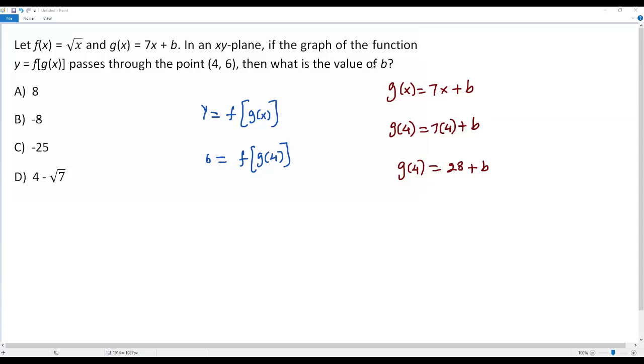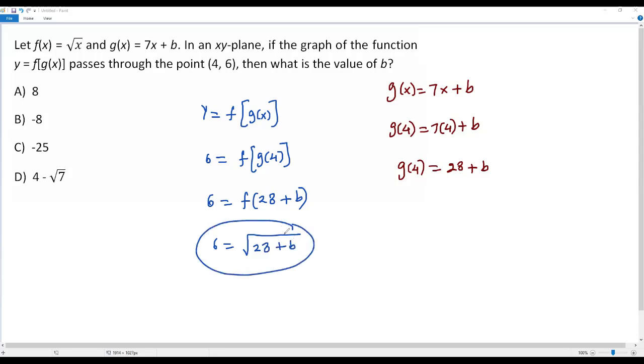Now we can plug in this 28 + b for g(4). Then we get 6 = f(28 + b). We know that f(x) = √x. To get f(28 + b), I plug in 28 + b for x, and on the right side also I plug in 28 + b for x. So we plug 28 + b into the square root of x. Then I get 6 = √(28 + b).